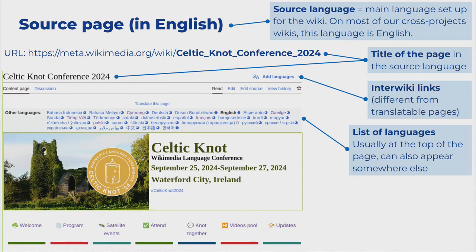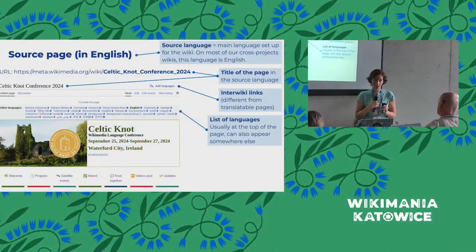So the main content, the original content, is going to be written in English. We're going to have the title of the page in English, which would also appear in the URL of the page. Then you can also see the Add Languages button, which is not about the translate extension. It's about the interwiki links, which is a different thing that we'll not cover here. And then what you will usually find at the top of the page, but not always, is this list of languages that you can see here. And then you have the content itself with links, templates, pictures, all kinds of things.